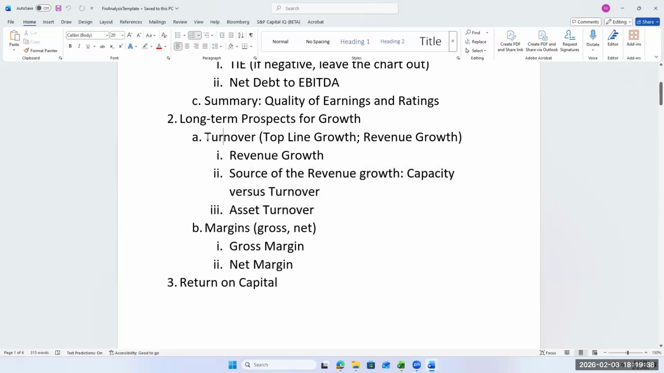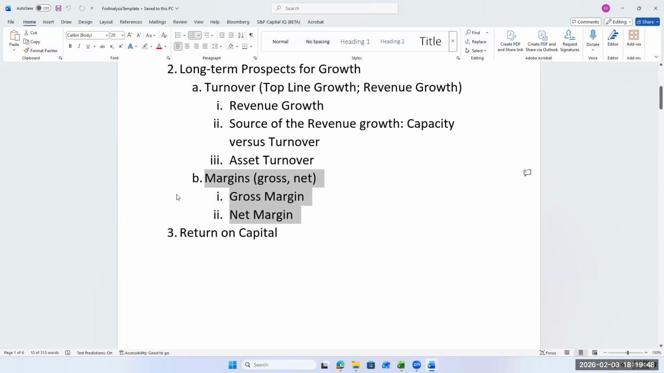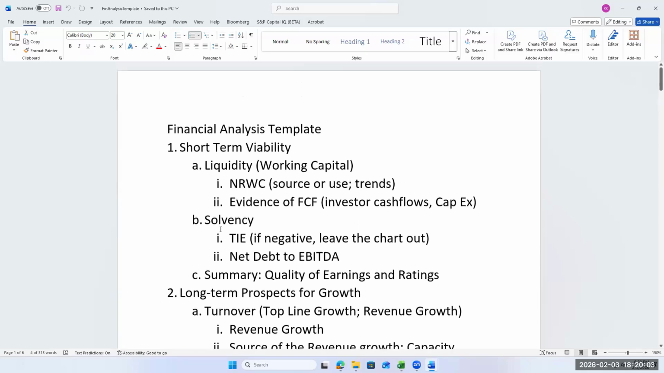So turnover is all about revenue growth and segments and what different businesses there are. You're talking about who your customer is, all that. Margins: gross margins, net margins. You want to show that over time versus competitors. Pretty straightforward. You may or may not show a gross margin. It kind of depends on your industry. There's no gross margin in financials, so you won't do that. And then something on return on capital.